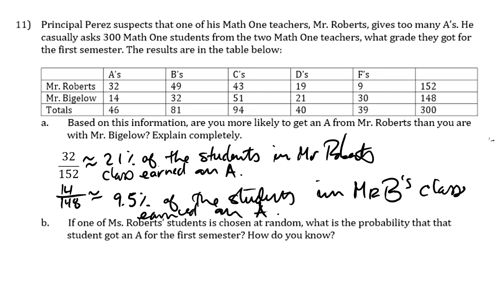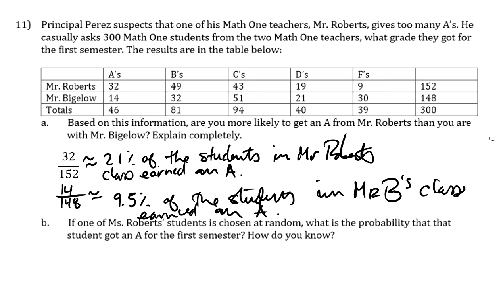I would say that you're more likely to get an A if you're in Robert's class, just based on this particular group of students. Doesn't mean at all that anything other than that's just what happened, right? If you're just selecting a student at random, that's what we're likely to see.